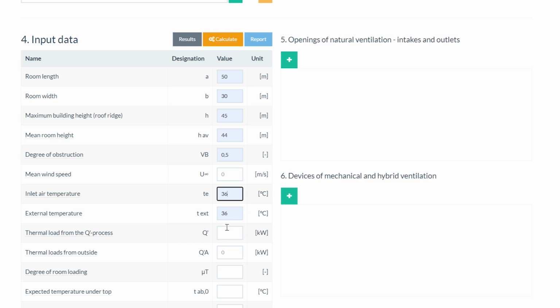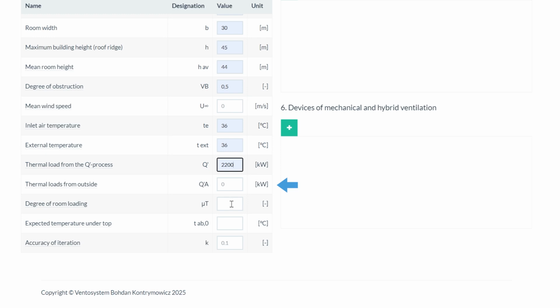And now the most important thing, how much heat needs to be removed. The heat emitted into the interior of the building, as specified by the engineers, is 2,200 kilowatts. For now, assume heat gains or losses to be zero, coefficient MUTRI 0.6, and expected temperature under the roof 45 degrees Celsius.